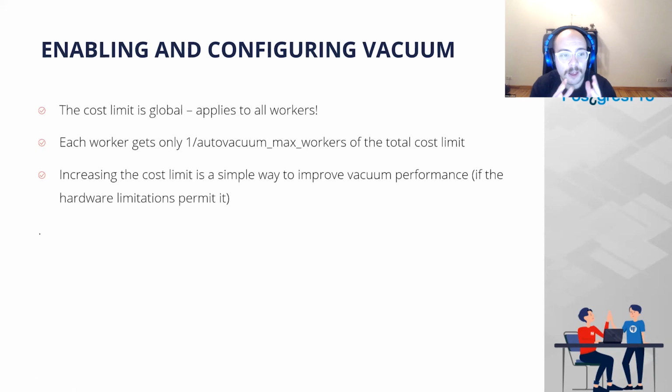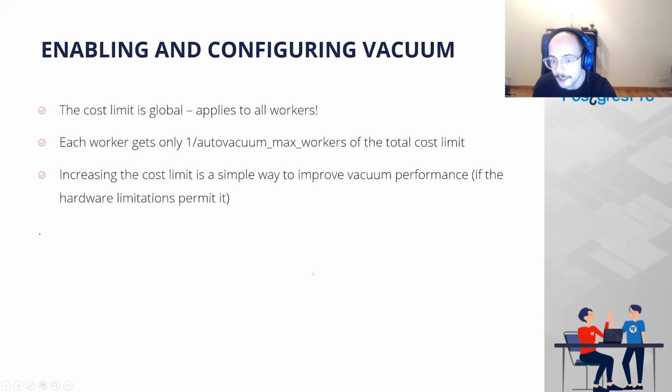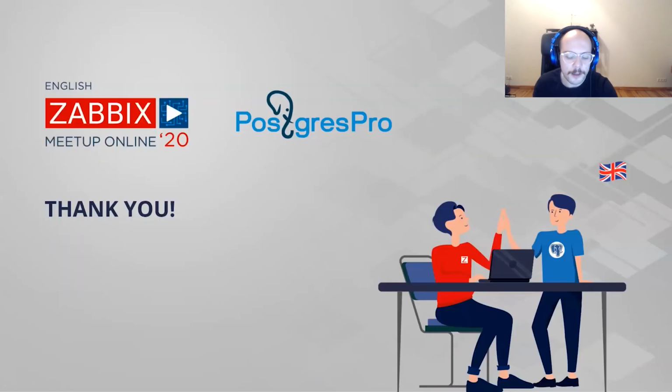So to summarize about the vacuum, as I said, the cost limit is global, 3,000. It applies per worker. Each worker gets only 1 divided by the count of workers of the total cost limit. And an easy way to improve your vacuum performance, if your hardware performance allows it, is to increase the cost limit, this parameter over here. Once again, if your hardware does allow it. And that's pretty much it.